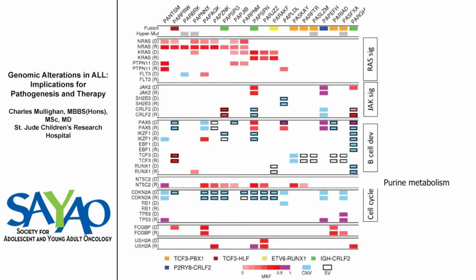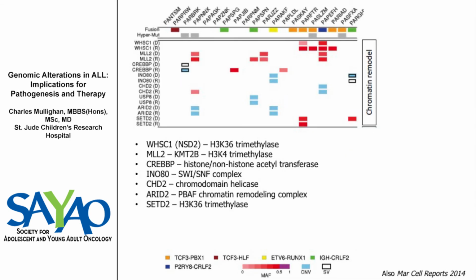So in these couple of heat maps, this just shows, admittedly in a bit of a busy slide, a way of trying to group together the relapse-enriched lesions. And again, they fall into the same pathways as we've seen before: RAS signaling, JAK signaling, lymphoid maturation and cell cycle arrest, as well as purine metabolism as mentioned before.